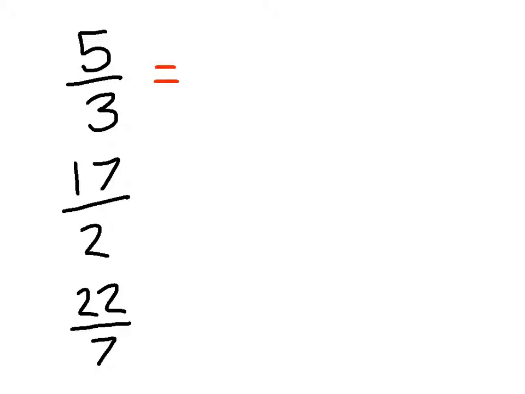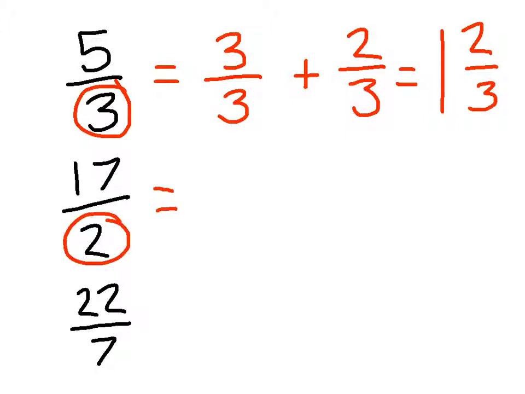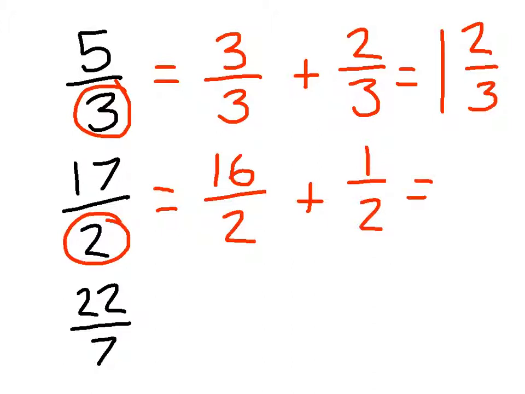5/3. Well, 3 goes into 5 once, so that's 3/3, and left over is 2/3, so we know the answer is 1 and 2/3. 3/3 is the same as 1. Okay, 17 halves. We know that 2 goes into 17, closest will go into 2 times 8 is 16, so 16 halves, and there's 1 half left over. We know that 16 halves is 8 and 1 half.